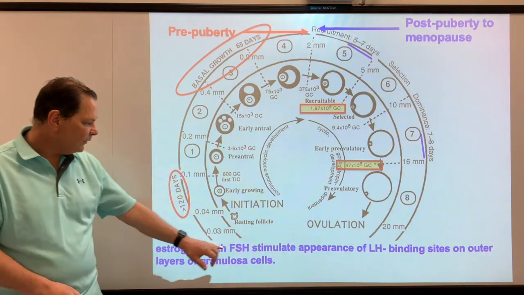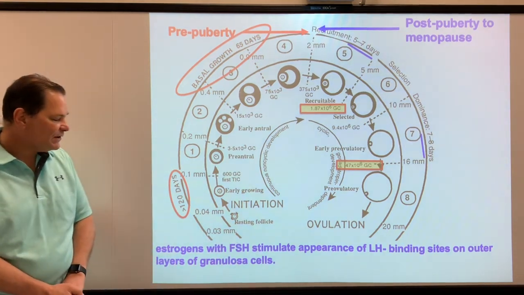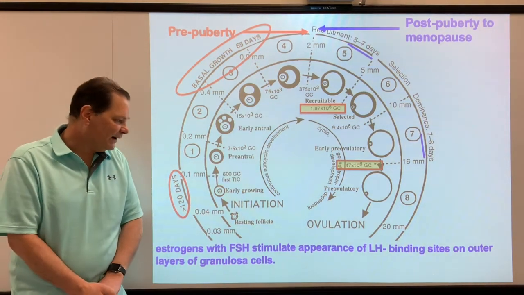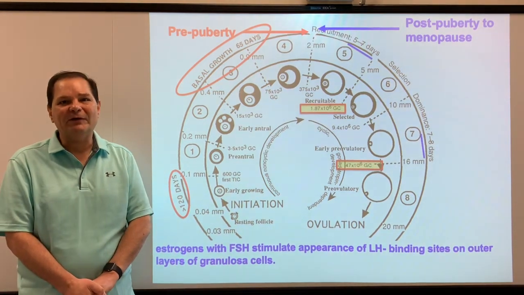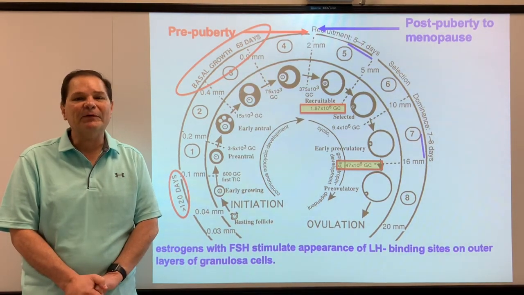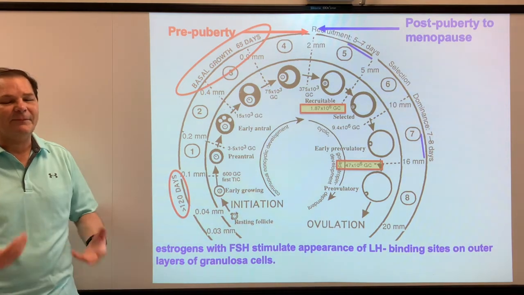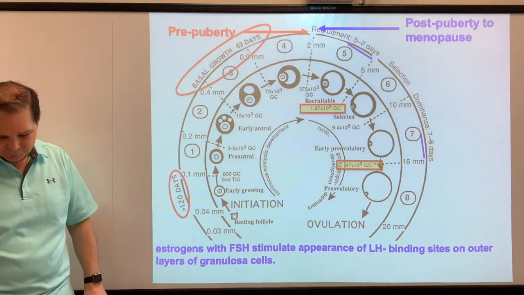The estrogens, along with the presence of FSH, drive the appearance of LH binding sites in the granulosa cells. That produces more androgen, which feeds in to help produce more estrogen as well. So again, a positive feedback process here, okay?